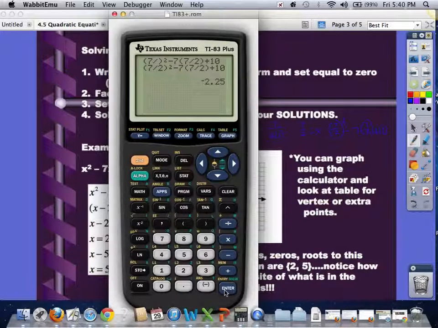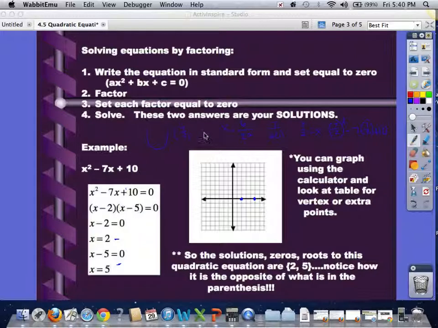Enter. Alright, so that's negative 2.25. So that's math enter, enter. Negative 9/4. So that means my ordered pair is 7/2 and negative 9/4. Okay, so that's where the vertex is. So 7/2 is the same thing as 3.5. So it's going to be x is 3.5. So in between here, and that one is going to be negative 2.25. So it's about right there, my vertex in the middle of everything.